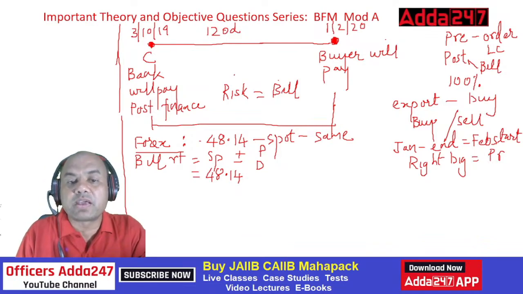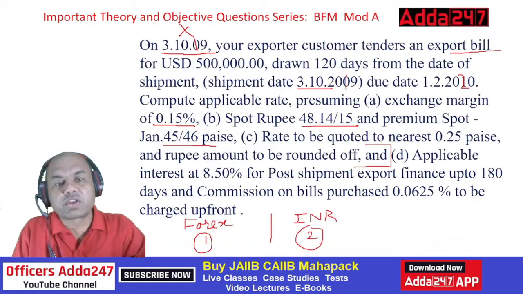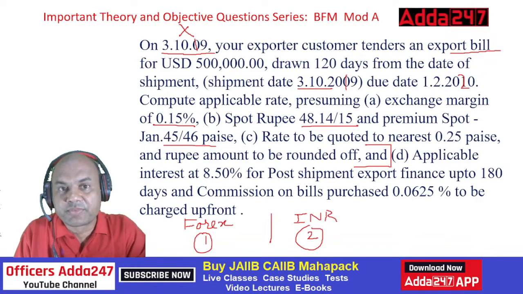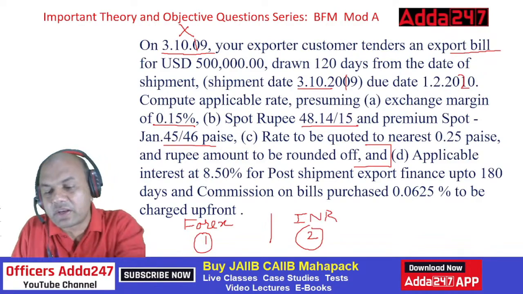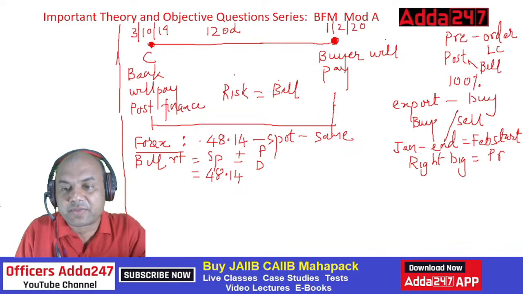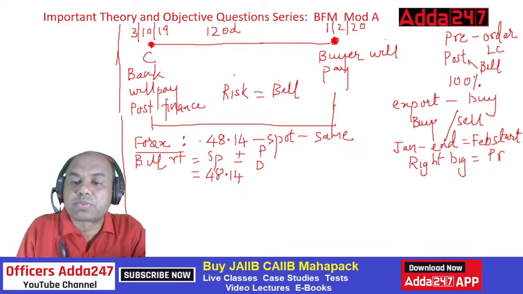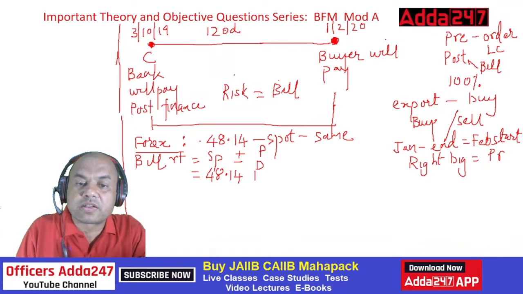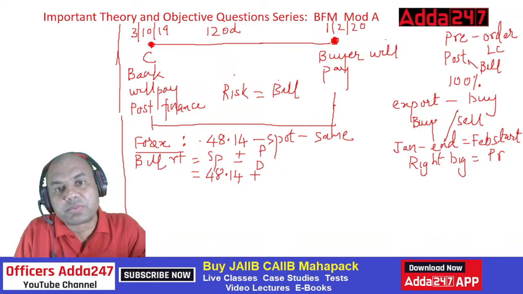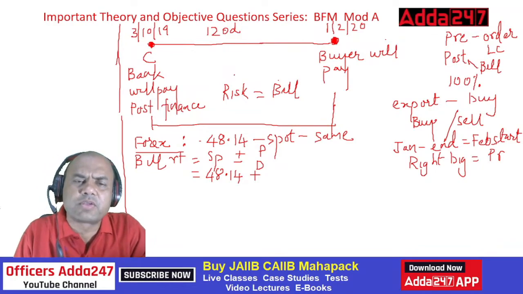So right now what am I having? Premium. What is this? 45.46. Right side is bigger, so I'm having the premium. Whenever I have the premium, I'll have to add it. What will I add? I'll add the left side only because I'm dealing in buy. So whenever I'm dealing in buy, I'll use buy everywhere.